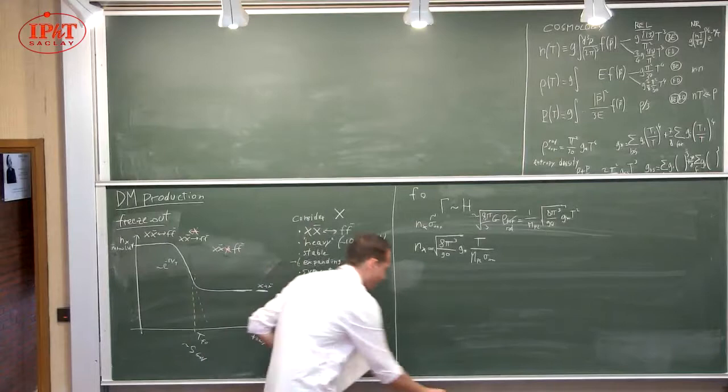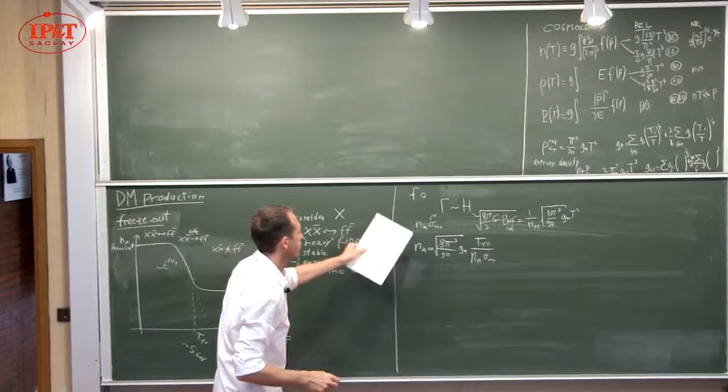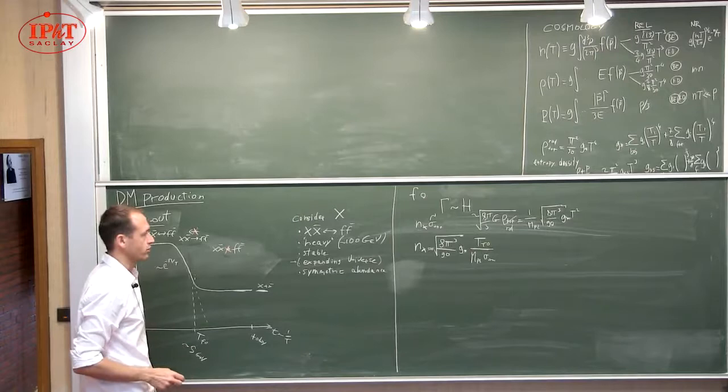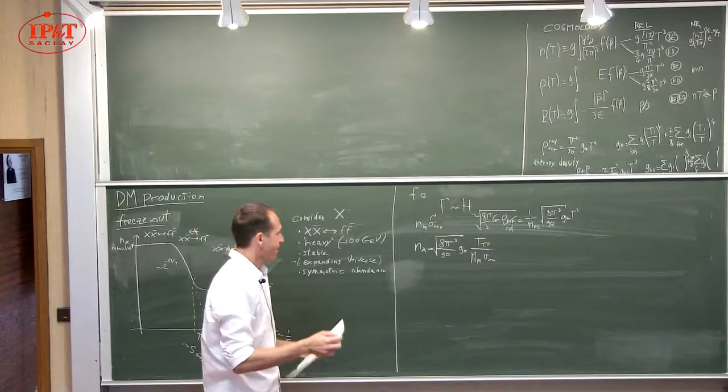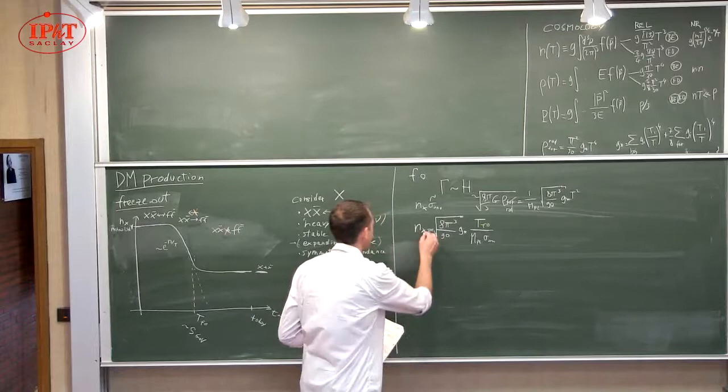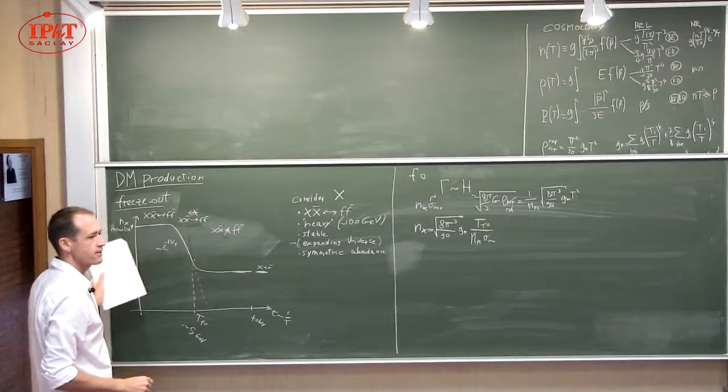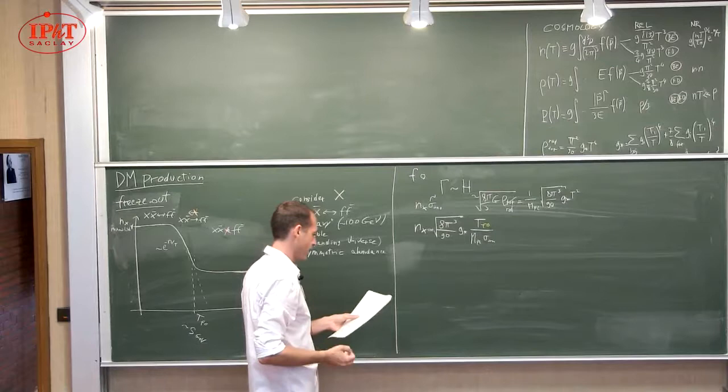Right? So this is an equality that holds at the moment of freeze-out. So this is the temperature of freeze-out that should go in there. Now, this quantity is interesting, but as I was saying before, it's worth normalizing it in such a way that the expansion of the universe is incorporated, so that we don't have to worry about it any longer.